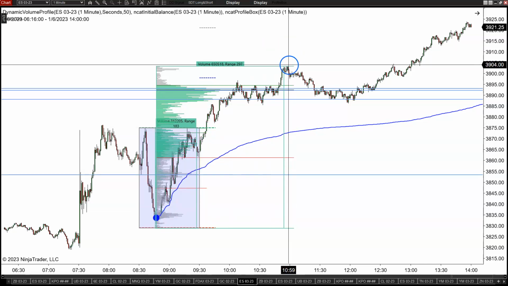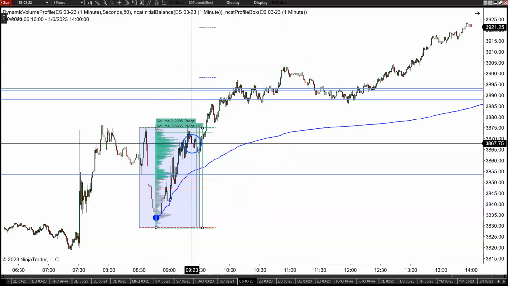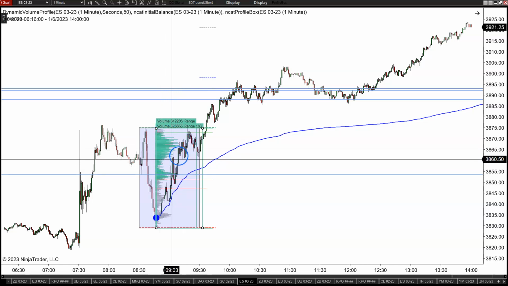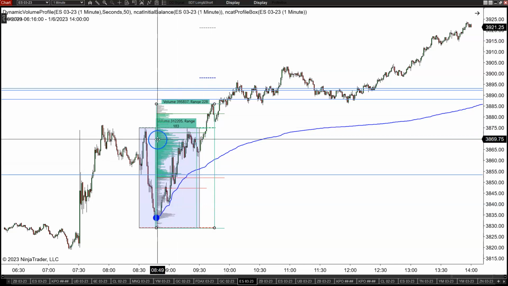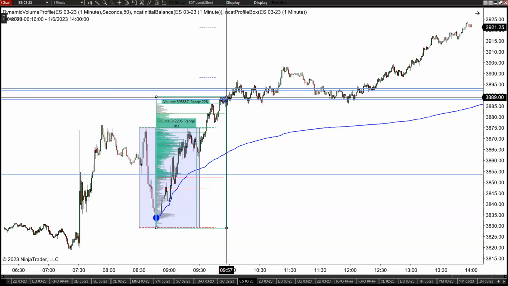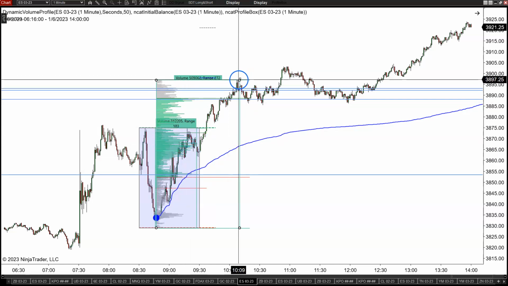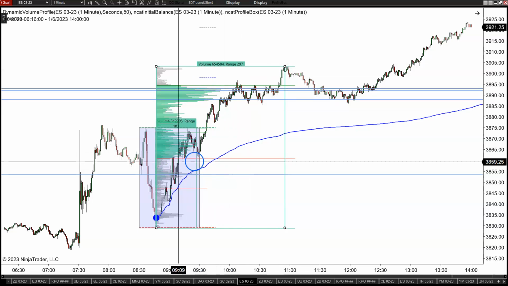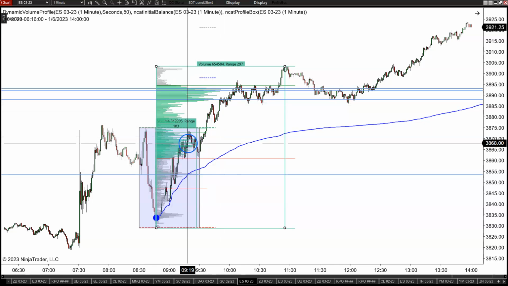You can just see the profile, basically the snapshot over the course of the day. Here's your volume, still there, same level. Again, you still got that volume there. Now you come up here, and you've got that big distribution coming in. Now you're starting to form a double distribution in the volume.